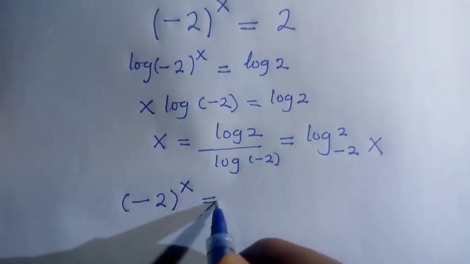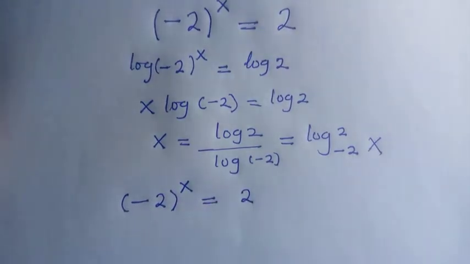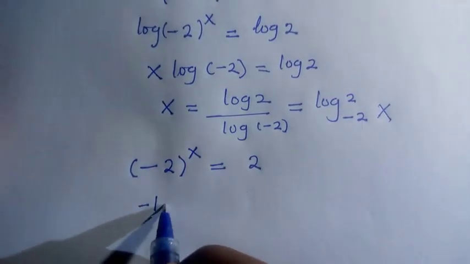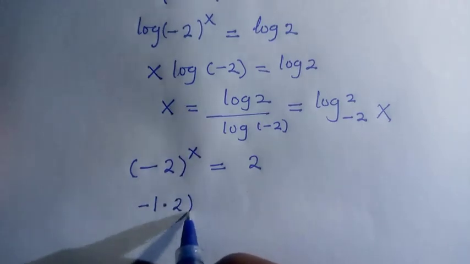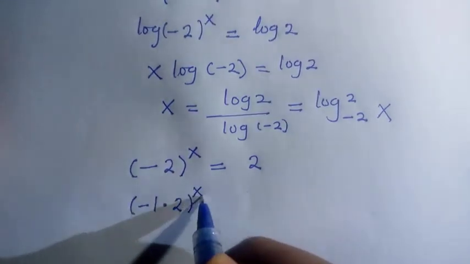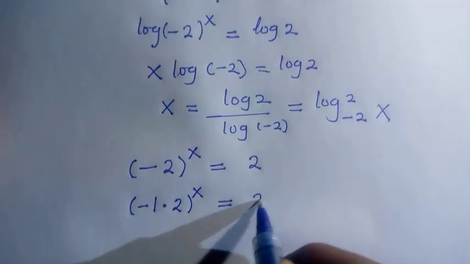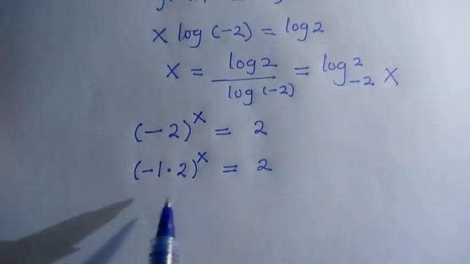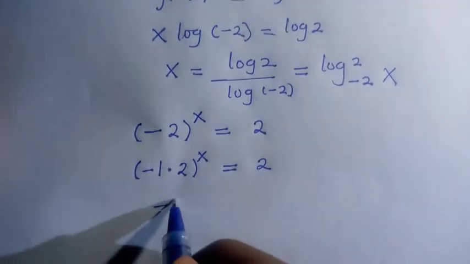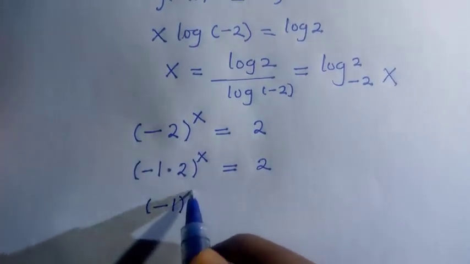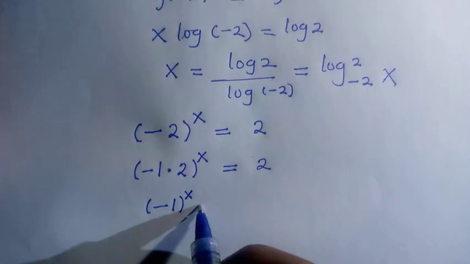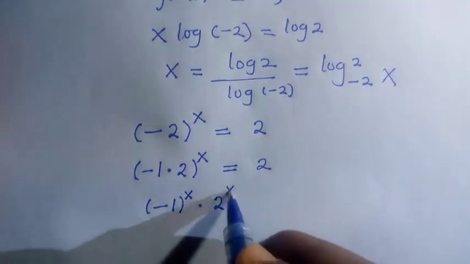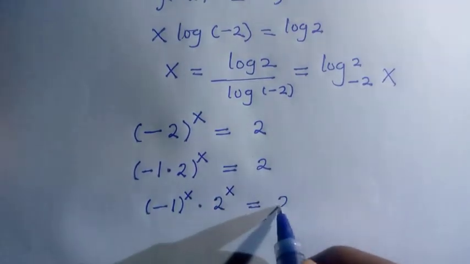x equals 2. By writing this as (-1 multiplied by 2) all raised to the power of x equals 2. And we know that by the rule of exponents, -1 we take on the power of x, then multiply by 2 we also take on the power of x. Everything equals 2.